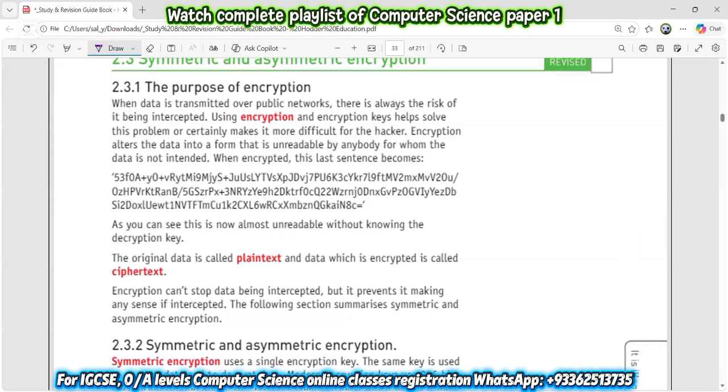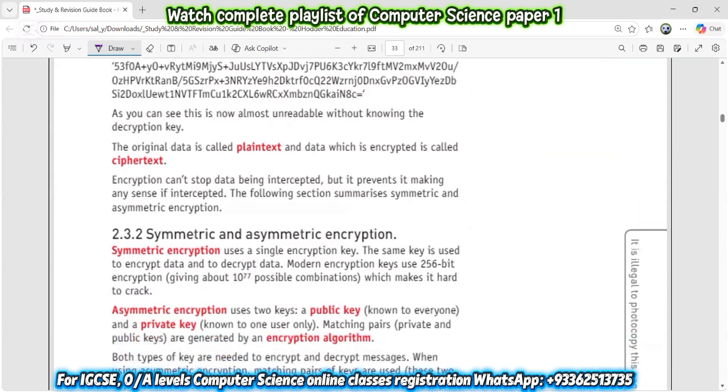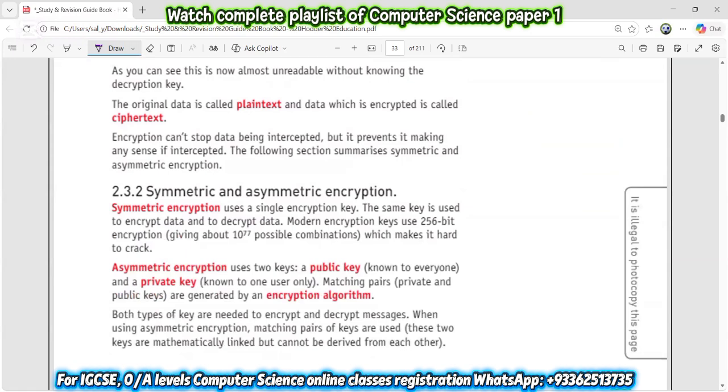So with this concept, we need to know the first term is plain text, which is the original text. The second one is the ciphertext, which is the converted or encrypted text. And then we talk about symmetric and asymmetric. Symmetric is not a very suitable method to be used because it uses only one key. The same key is used to encrypt the message and the same key is used to decrypt the message. And this key is traveling along with the data over the network, and a hacker can intercept and get hold of the data along with the key, and since the key is with the data, the hacker can do anything with the data.